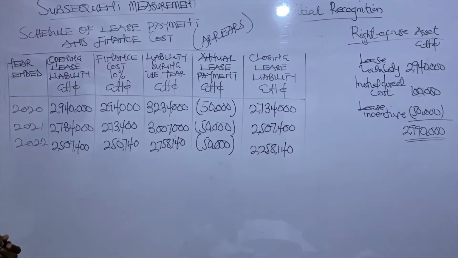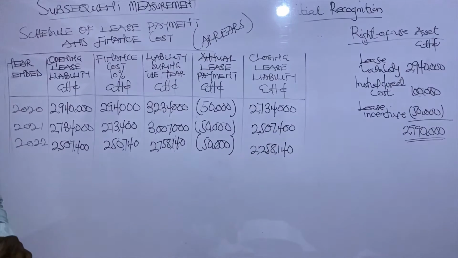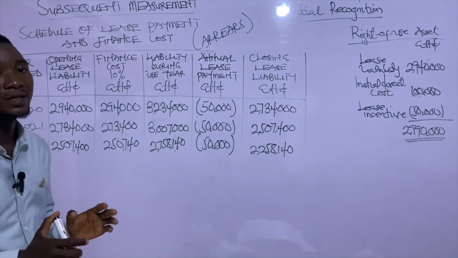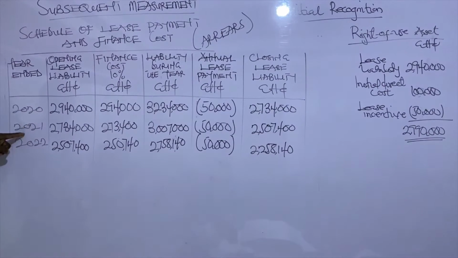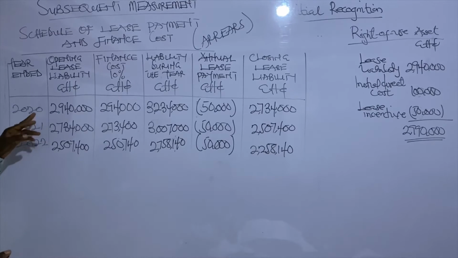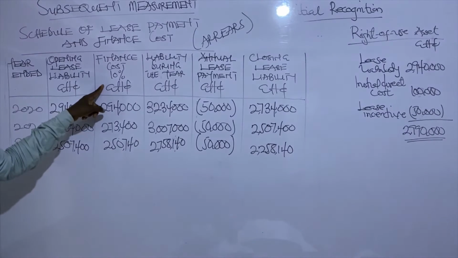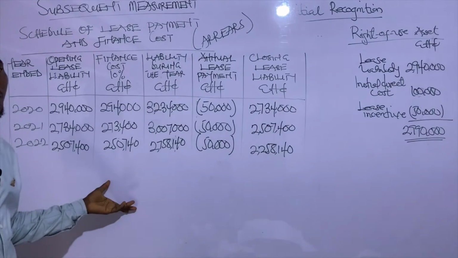This is so simple, but take note that the requirement says that we should show how the lease will be accounted for in the financial statements of the dealer lessee in the year 2020 and 2021. So there is no need for us to proceed with the schedule of lease payment and finance cost beyond 2022, because the requirement limited us on only 2021 and 2022, so that we see how the interest rate implicit on the lease will have an impact on the financial statement of A Limited.